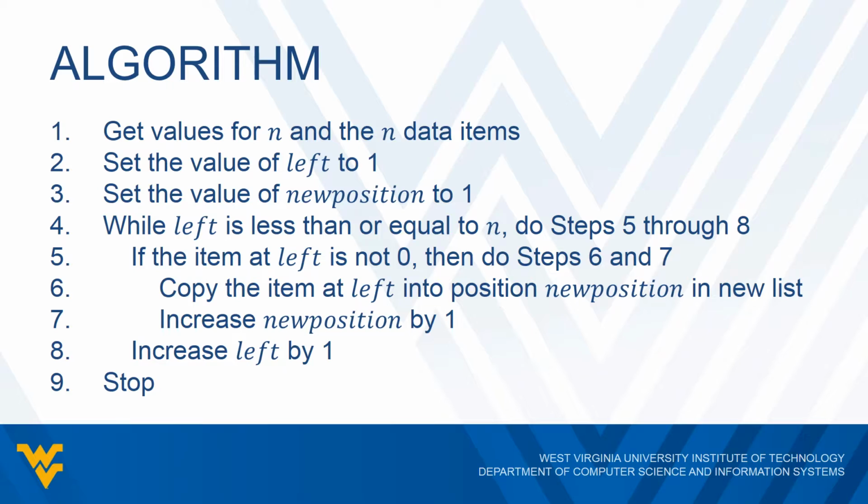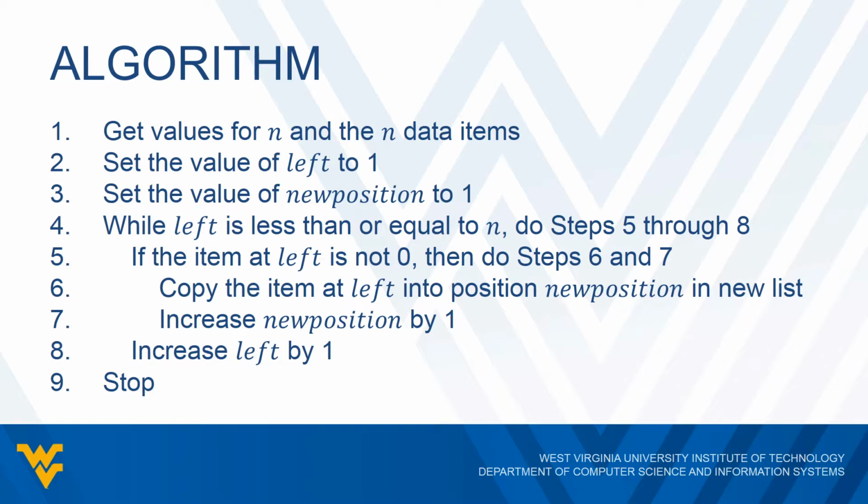Here is the complete algorithm. The first step is we need to get the value of n, how many items we have in the list, and we also need those n values from the list. So we need to know what is in the actual list. The next step is we're going to have left, which is the place where we're currently looking at in our original list. We're going to set that to 1. And then we're going to set the value of new position to 1. New position is going to be where we're currently looking at in the new list.